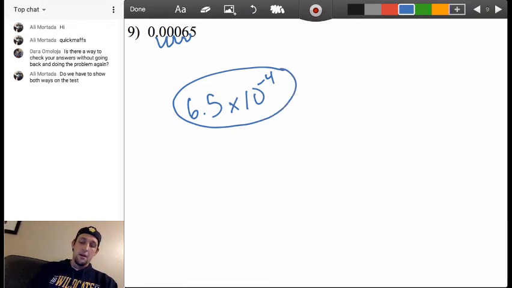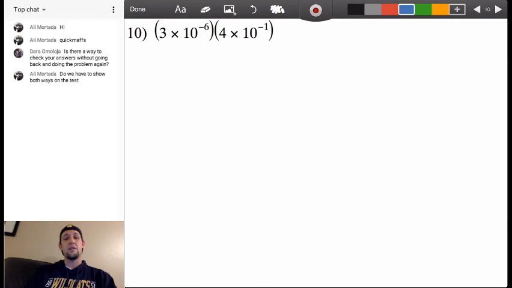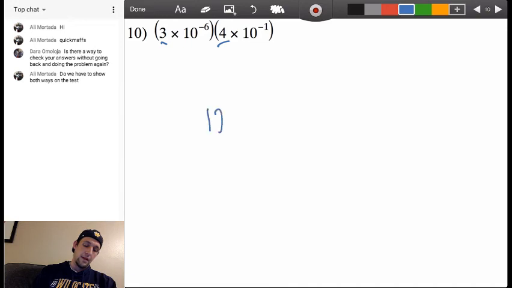And finally, the real power of scientific notation is multiplying and dividing, because you don't have to multiply really big or really small numbers. You can just do it using exponent rules. So you're going to end up multiplying the number parts. So I get 12. And then because we're multiplying, we add exponents when our numbers have the same base. So negative 6 plus negative 1 is negative 7. So I get 12 times 10 to the negative 7.